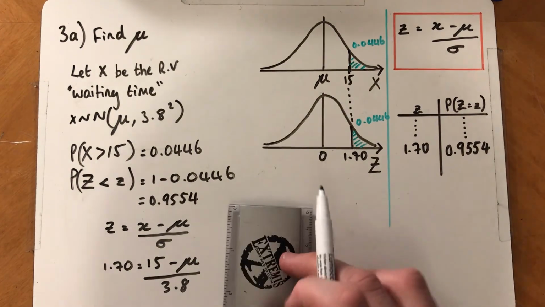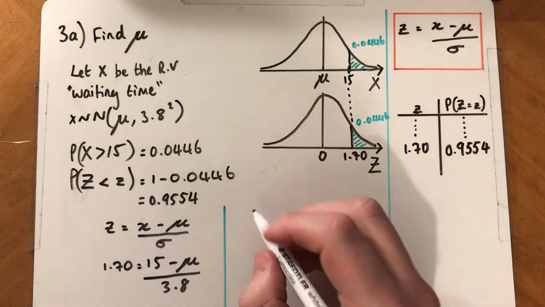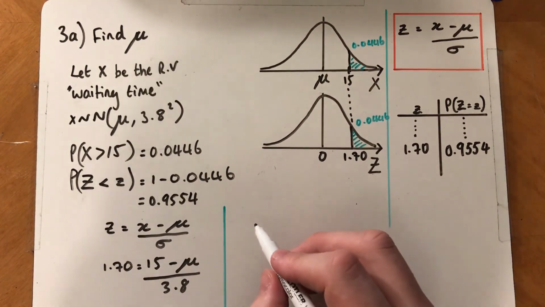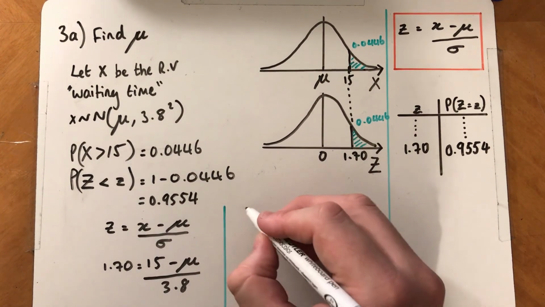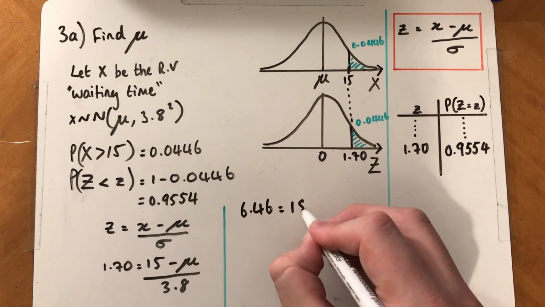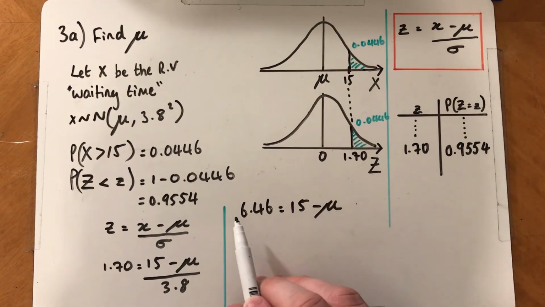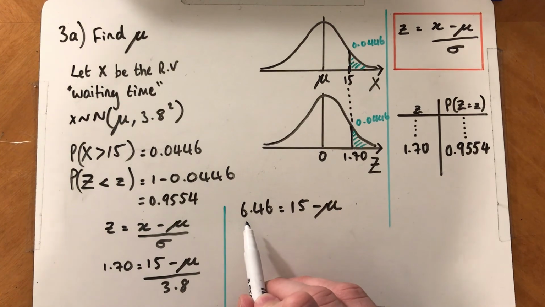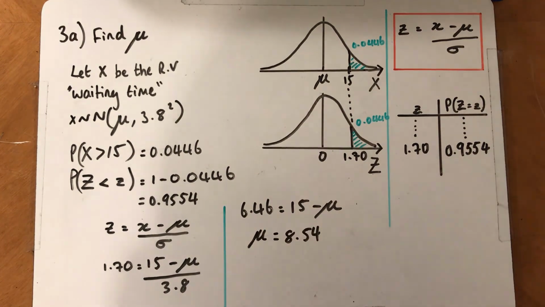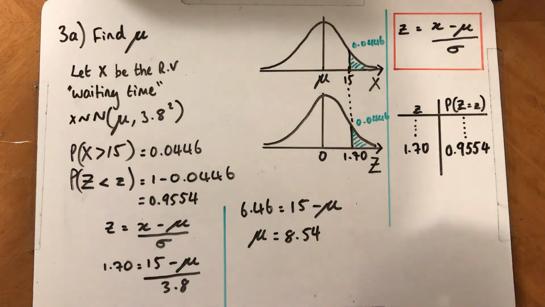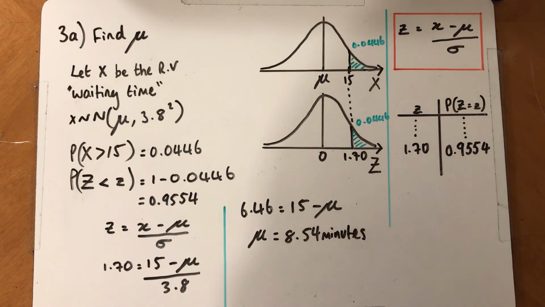So if you simply rearrange for mu, I'll bring my calculations off to the side here so they don't go off the bottom of the page. Multiplying both sides by 3.8, you should get 6.46 is equal to 15 minus mu. Now rearranging for mu, I'm going to add mu to both sides and minus 6.46 from both sides. You should get a value mu equals 8.54. Very important to remember the units as well. The units for this question is minutes.